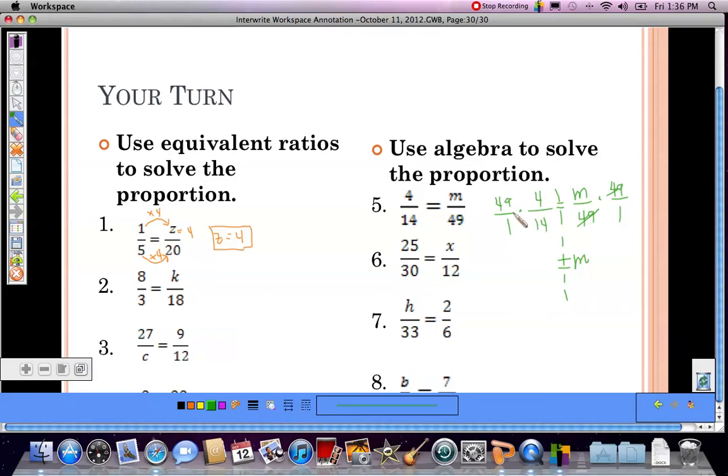and of course always look to see if you can cross cancel. And I think of the number 7 as a common factor. So 7 goes into 14 twice. 7 goes into 49 7 times. 7 times 4 is 28. 1 times 2 is 2. And we can simplify this. 28 divided by 2 is 14.